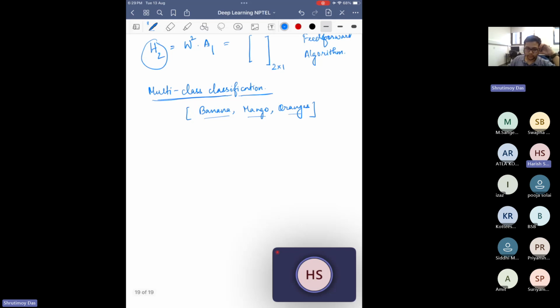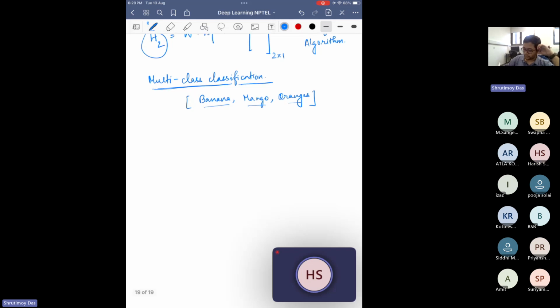Okay, let me explain. Suppose our activation is the logistic function, not sigmoid, which is basically sigma of z, equal to 1 over 1 plus e to the power minus z. So what is the range of outputs for this? What is the minimum value that this can take?